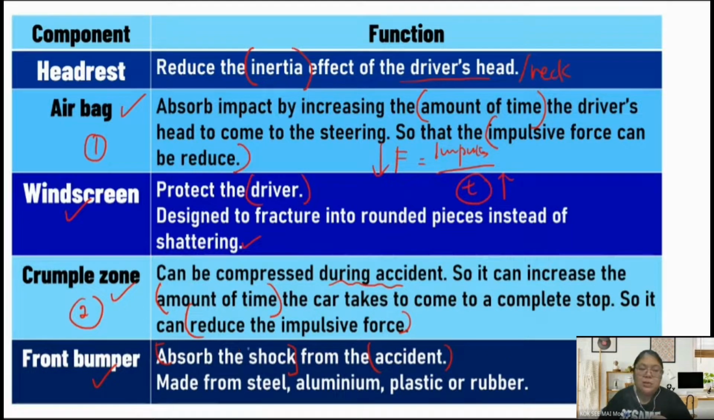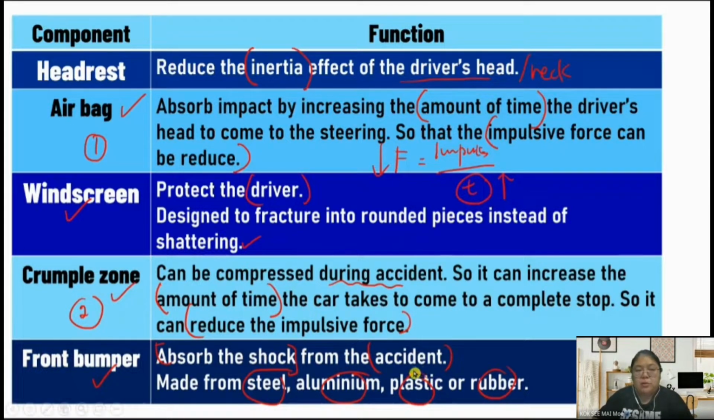The bumper is made of steel, aluminium, plastic, or rubber. We never use a very hard material. The material can take some time to be compressed together. So they say steel, aluminium, plastic, and also rubber, and it also prevents rusting. So this one is the front bumper. Remember, if you just answer the words absorb the shock, you can get the marks already.